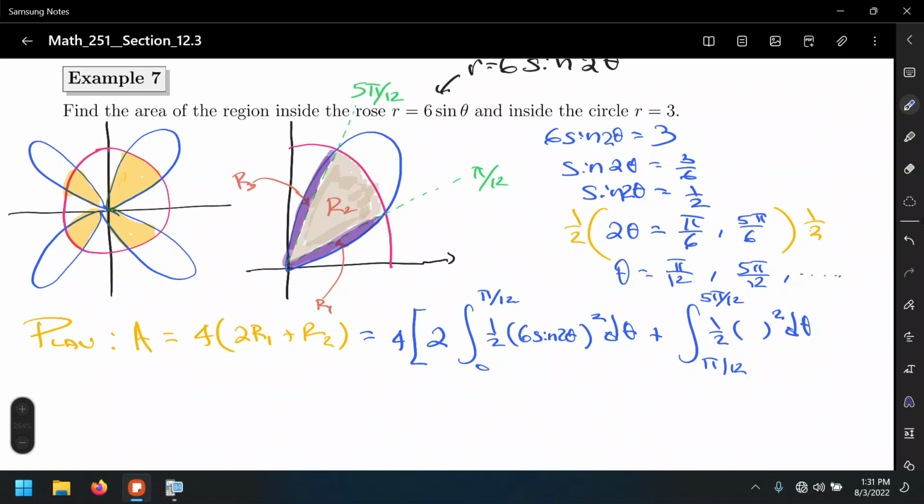Okay, and well, in this case, that function is 3. Oh my God, that's going to save a lot of work. Really.